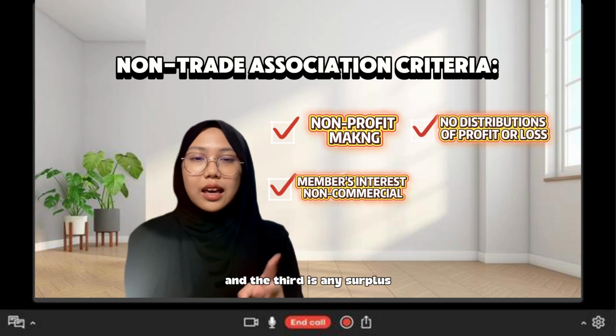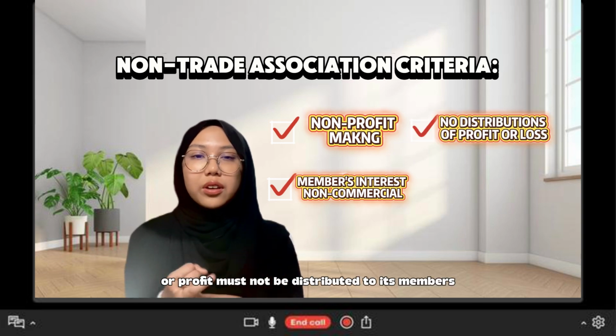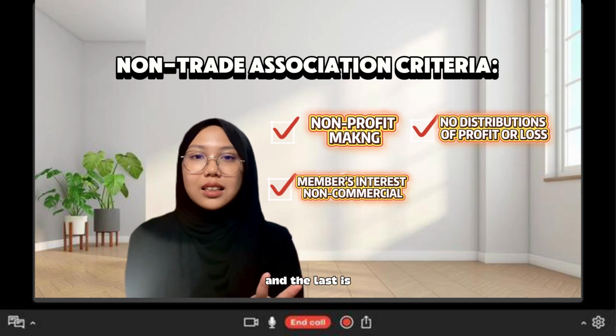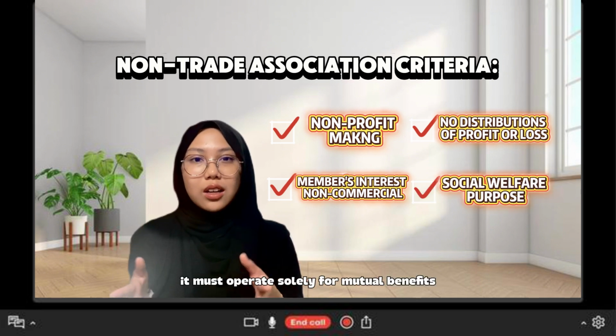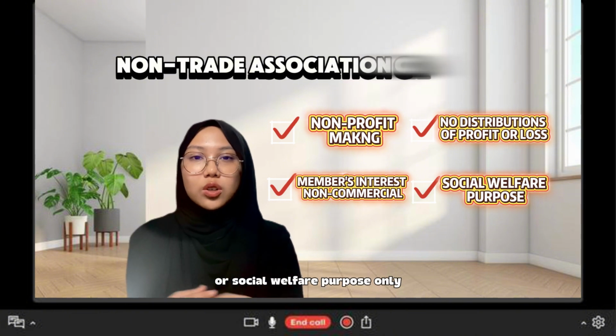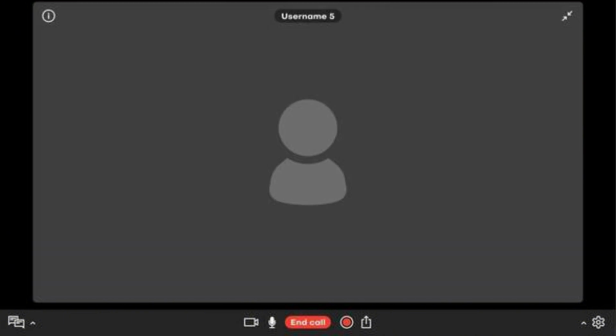And the third is any surplus or profit must not be distributed to its members. And the last is it must operate solely for mutual benefit or social welfare purposes only.